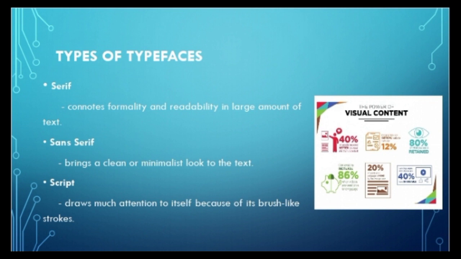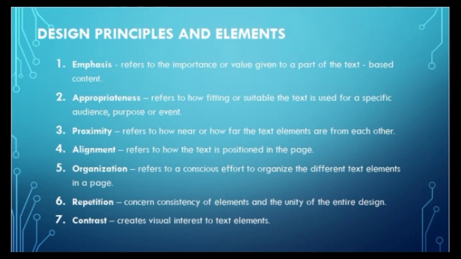The sans serif brings a clean or minimalist look to the text. So this font is used for clear and direct meaning of text such as road signage, building directory, or nutrition facts in food packages. The third one is the script. The script draws much attention to itself because of its brush-like strokes. There are seven design principles and elements: the emphasis, appropriateness, proximity, alignment, organization, repetition, and contrast.